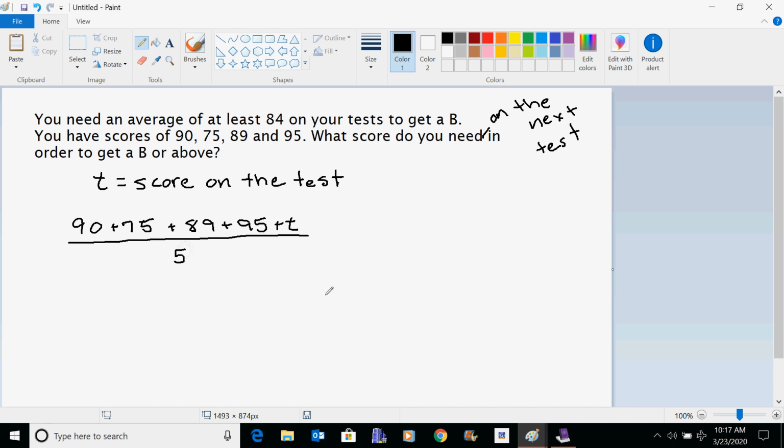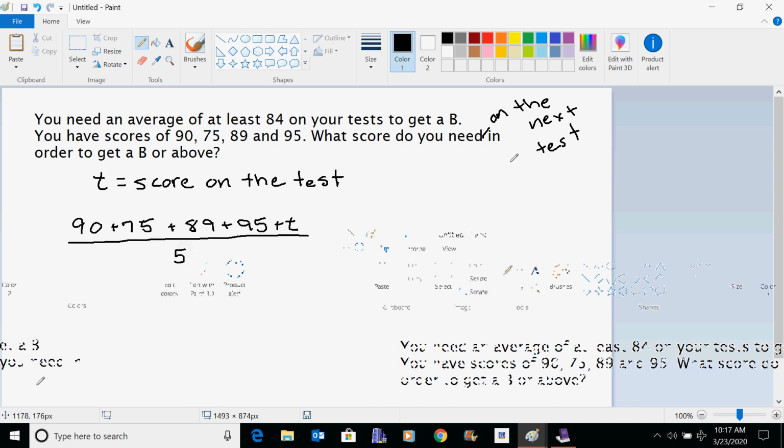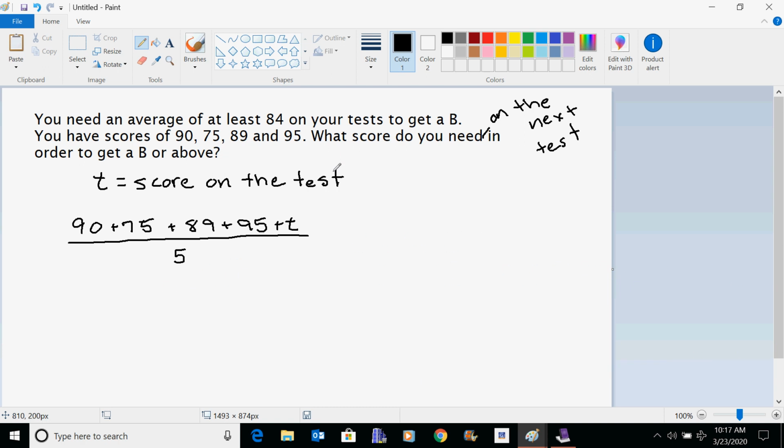And I said the score you need in order to get a B or above. So in other words, you'd be perfectly happy if you got an A as well. So you need to have at least an 84, so greater than or equal to an 84. Now we know that in your case and in your other classes' cases, it's not just made up of tests.